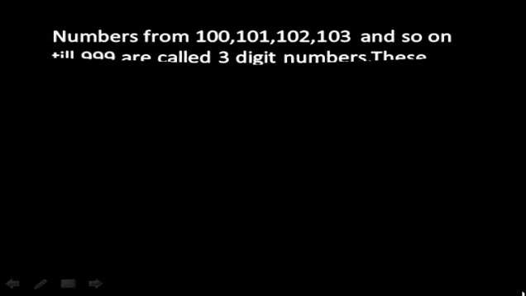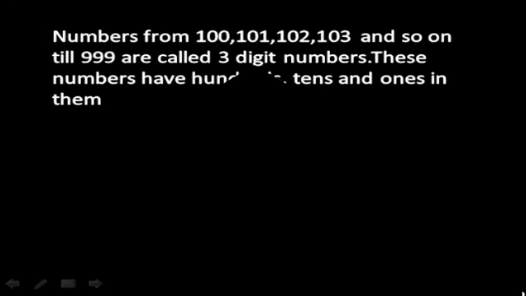Numbers from 100 to 999 are called three-digit numbers. These numbers have hundreds, tens, and ones in them. Let us understand this statement.